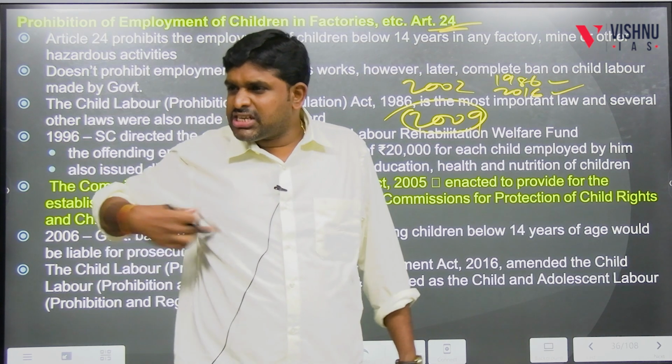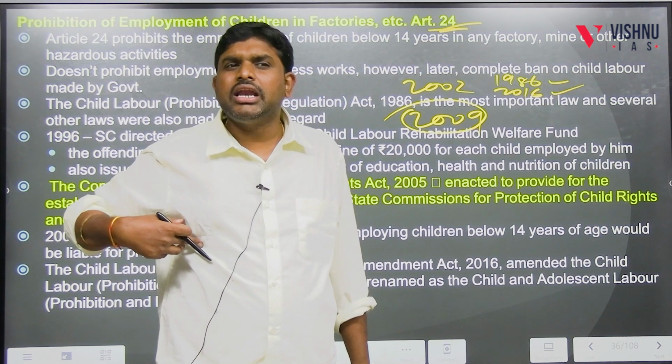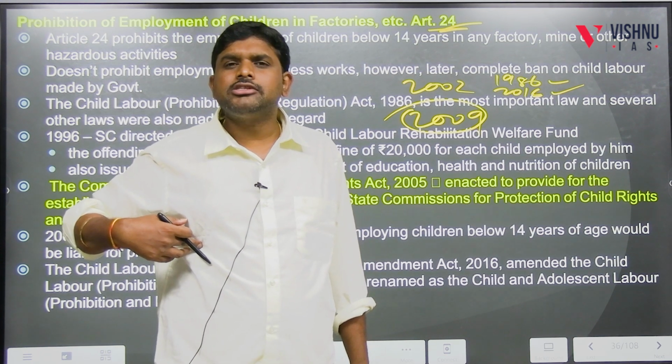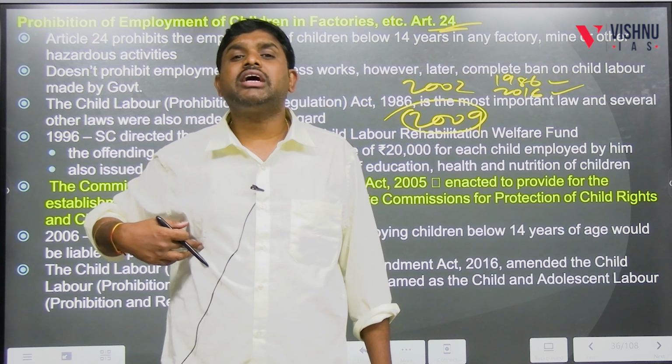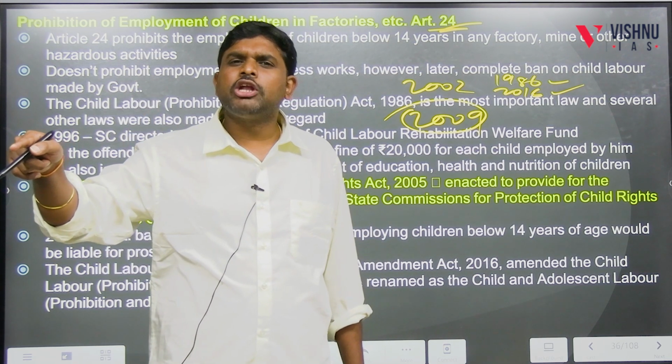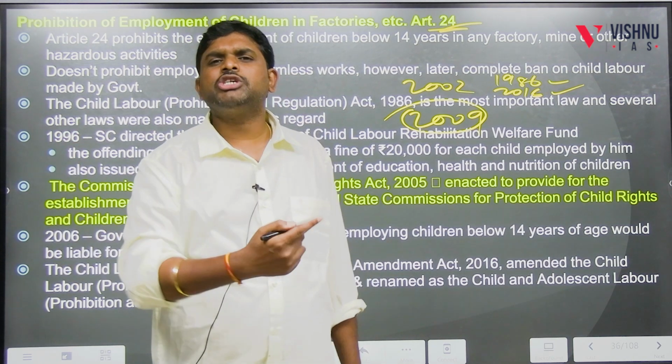So the Constitution is just a skeleton. Articles are just a skeleton. For example, abolition of untouchability is a skeleton. The relevant act is the Protection of Civil Rights Act 1955, and the SC/ST Prevention of Atrocities Act 1989. Without the SC/ST Prevention of Atrocities Act 1989 and the Protection of Civil Rights Act of 1955, abolition of untouchability is a waste.